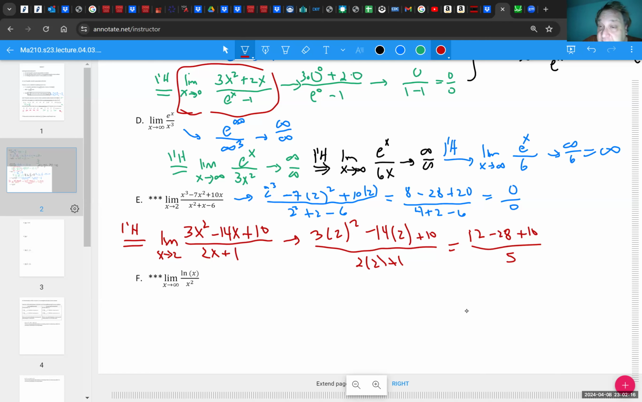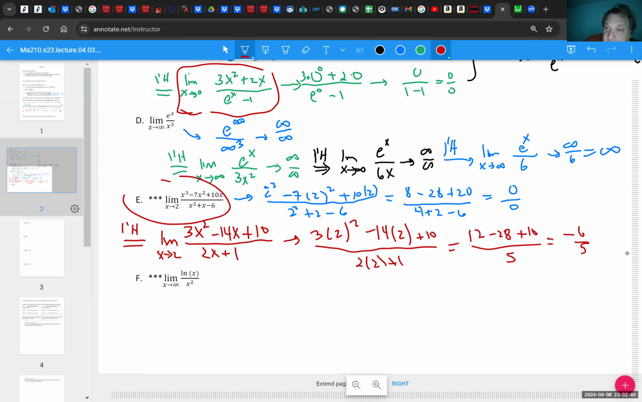Oh, this is not going to be 0 over 0. So this is good. It means I don't need to worry about using L'Hopital's rule again. 12 minus 28 is negative 16 plus 10 is negative 6. So negative 6 over 5. So our original limit, this crazy fraction thing up here, has a limit of negative 6 over 5. And we found that using L'Hopital's rule.